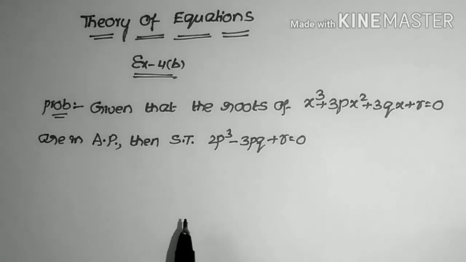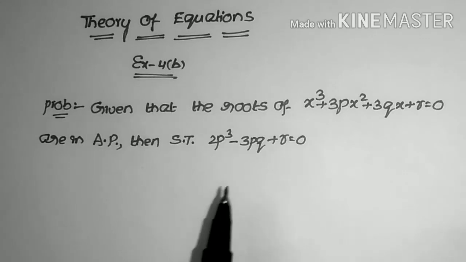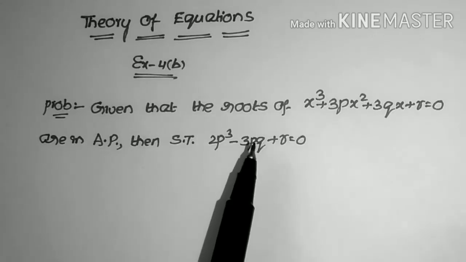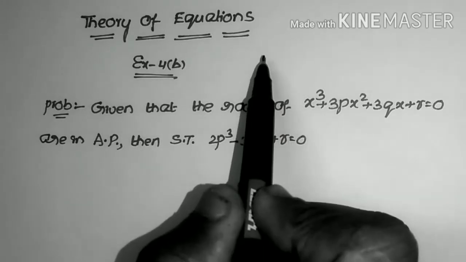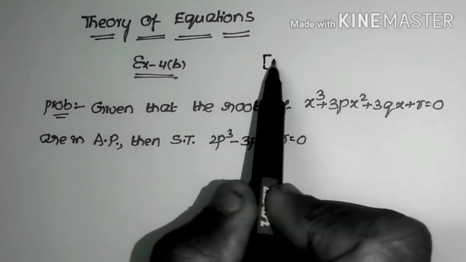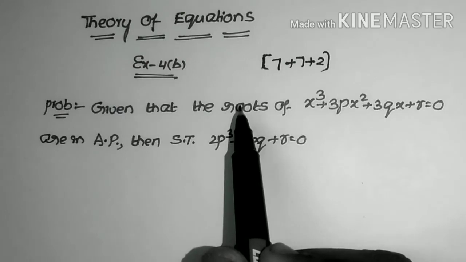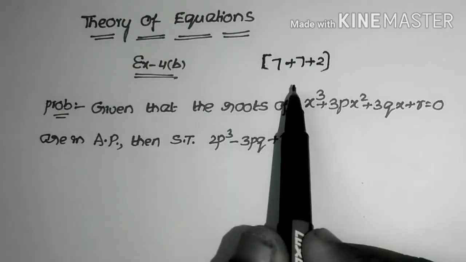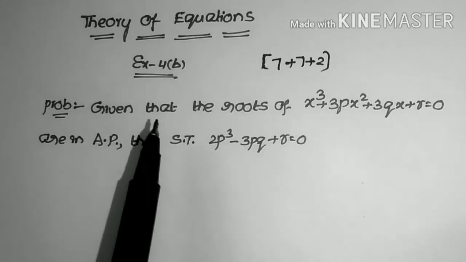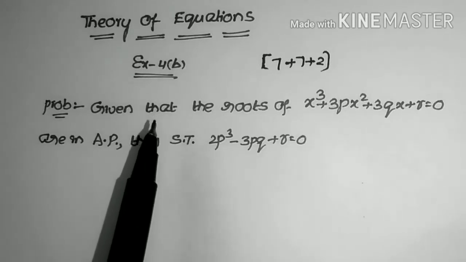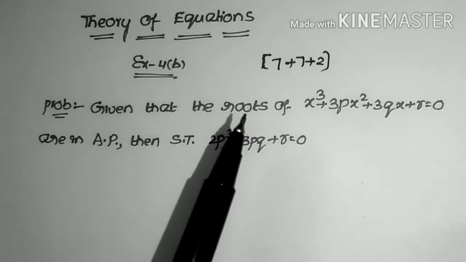In this video, I explain the most important essay questions from theory of equations. This year, the weightage from theory of equations is 7 plus 7 plus 2. That is, in this year's public examination paper, 2 essay questions come from the theory of equations. The expectations are that the first question is from exercise 4b and the second essay question is from exercise 4c.